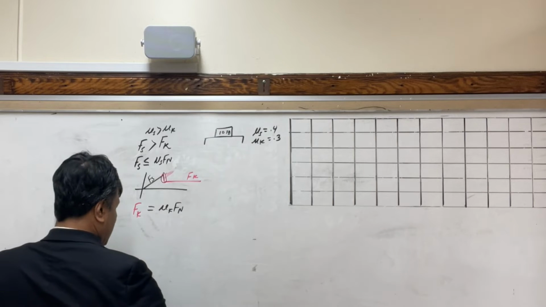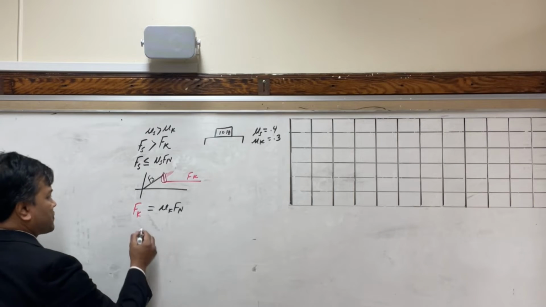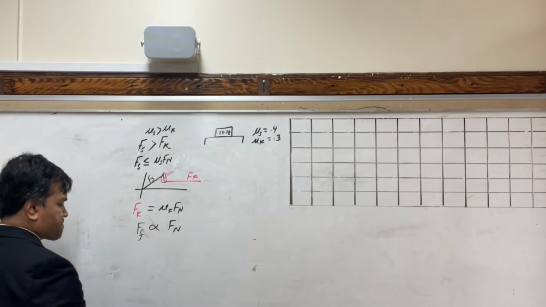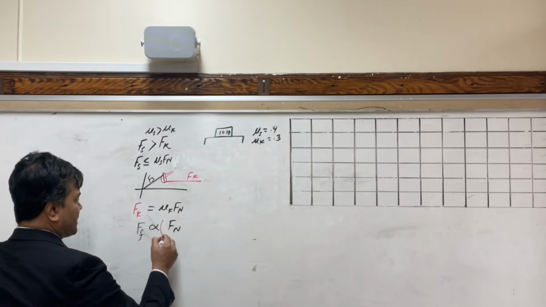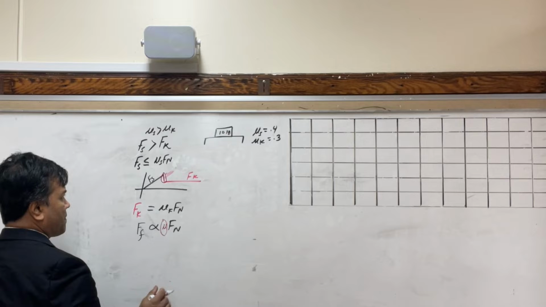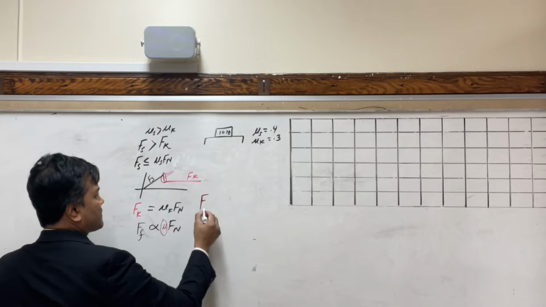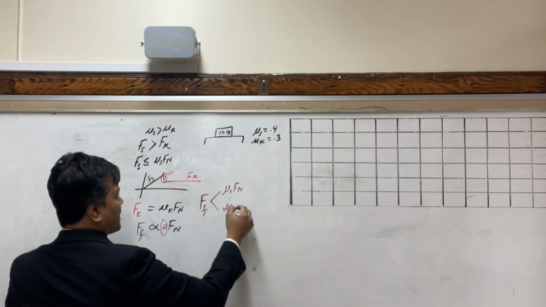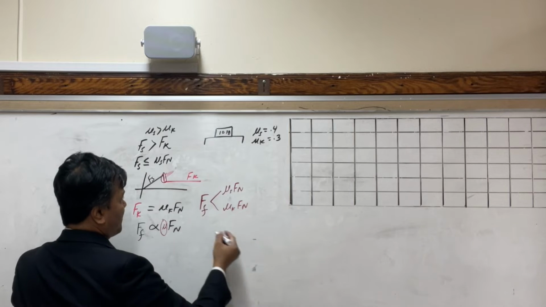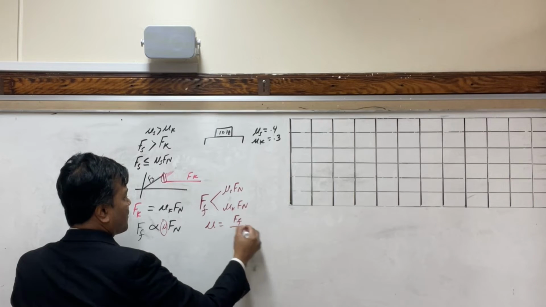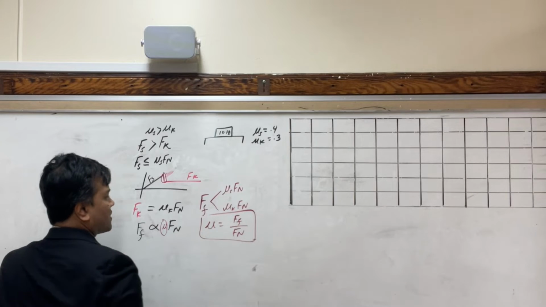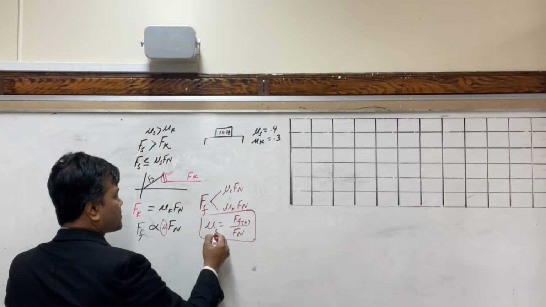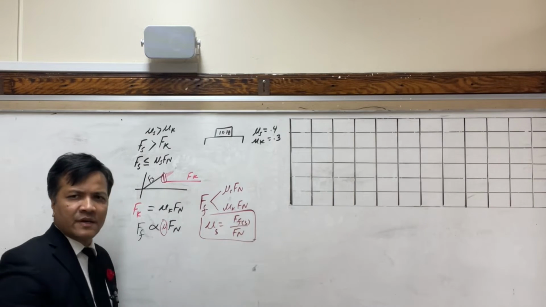You also know a few other things, that the force of friction is proportional to Fn. What is then over here? Over here is the mu. So you also know that force of friction is mu s Fn, mu k Fn, or just mu Fn. So then mu is Ff over Fn. You can put mu k over here and put k over here, and you put mu s over here and put s over there, if you like.